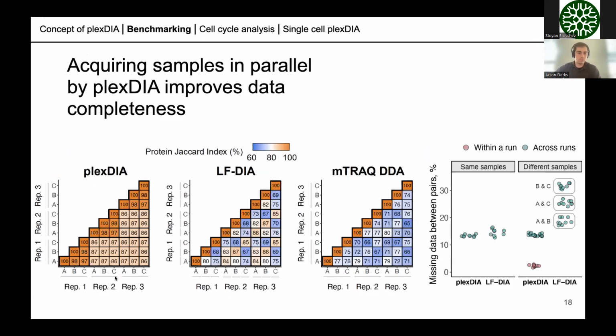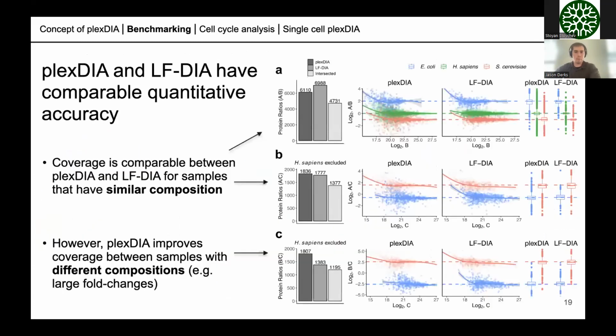But with plexDIA, because you can run some of these samples in parallel, the within-run data missingness is actually very low. So we've shown that the coverage, albeit a little bit lower in absolute terms compared to label-free DIA, can be made up for with data completeness within a set.